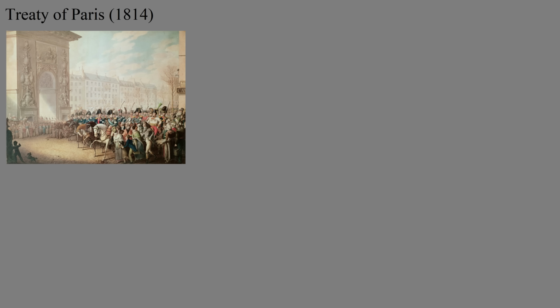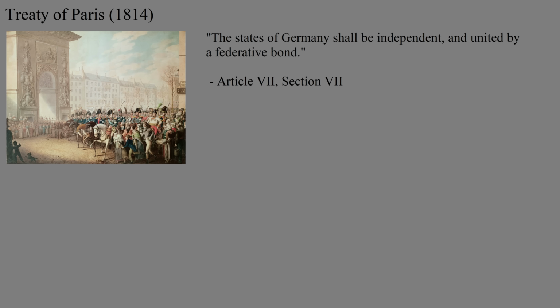So the first thing to note is that the Paris Treaty of 1815 is more definitive than the one in 1814. While the peace treaty does establish France's new borders, it's very vague about how to handle Germany and Italy, the areas most affected by Napoleon's campaigns. For example, Article 7, Section 7 of the 1814 treaty says, "The states of Germany shall be independent and united by a federative bond." That wording is vague because Napoleon basically got rid of the Holy Roman Empire. There were debates on whether to bring it back or to find a replacement entity.